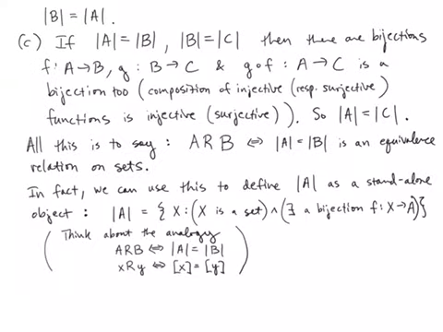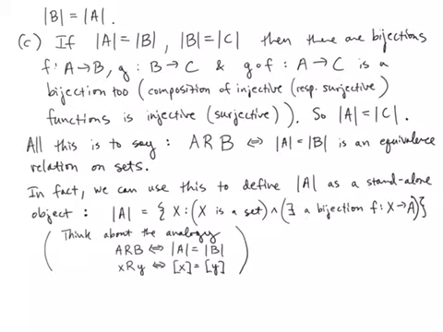So one interesting thing that we can observe from this fact that the cardinality of A equals the cardinality of B is sort of equivalent to an equivalence relation is that we can use this to define the cardinality of A as a standalone object. Right now we just say the cardinality of A is the same as the cardinality of B if there's a bijection from A to B. But we can define the notion of the cardinality of A as a thing in its own right.